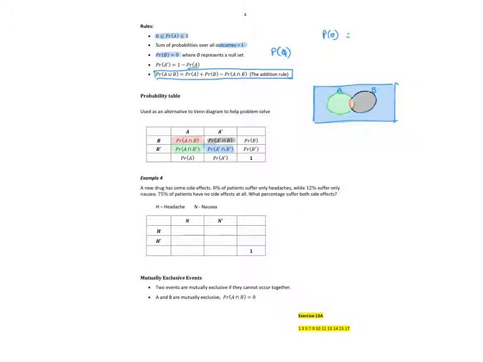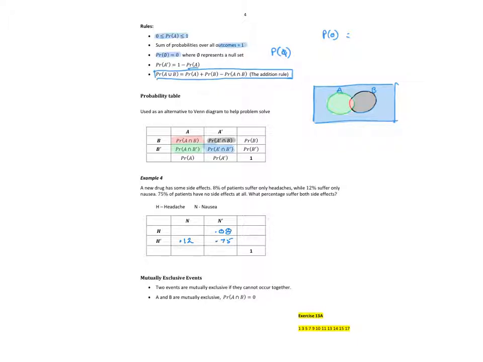So if we have a look, all right, a new drug has some side effects. 8% of patients suffer only headache. So they get a headache but not nausea. So if you have a headache but not nausea, where's that going? Headache but not nausea. While 12% suffer only nausea. So they get sick but they don't get a headache. 75% of patients have no side effects at all. So that's no headache, no nausea. So we put that information in, then we can add everything up.